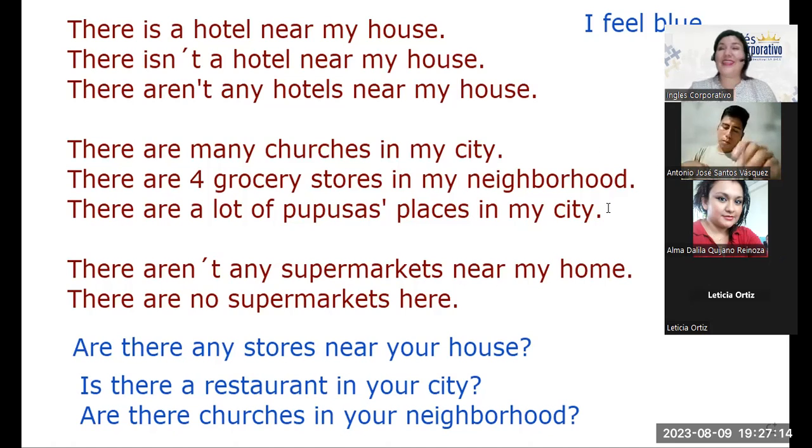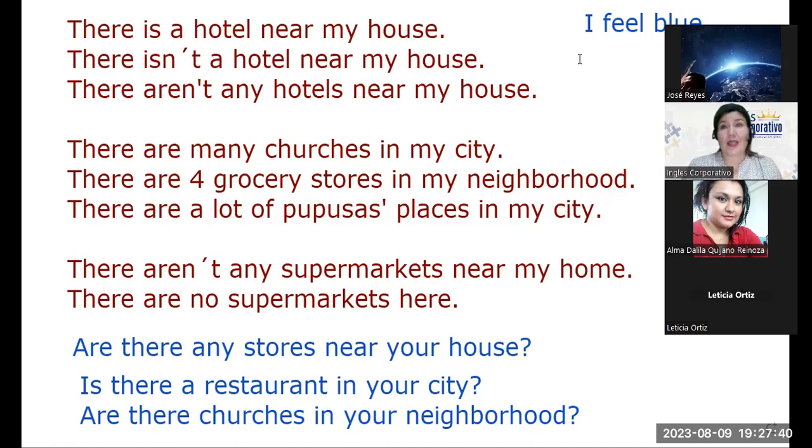Teacher, una pregunta. Yeah. Los tres ejemplos los vamos a hacer refiriéndose a lo mismo o a algo diferente. No, no. Cosas diferentes de su colonia, de su lugar donde vive. Me puede decir como que there is a restaurant, there is a hotel, there is a church, or there aren't any churches, there aren't any hotels. O sea, si no tiene nada cerca de su casa, todas van a ser negativas. Pero si hay diferentes cosas, puedes hablar de diferentes cosas de tu colonia.